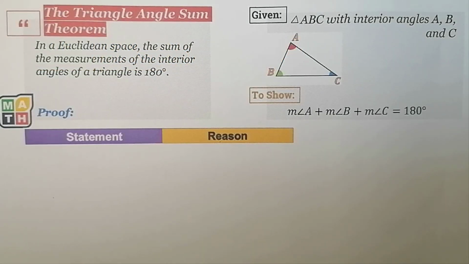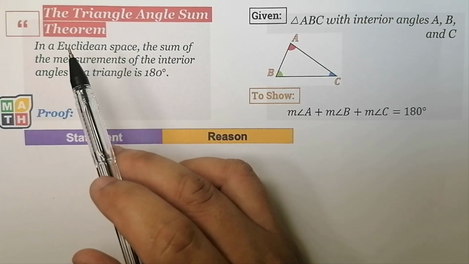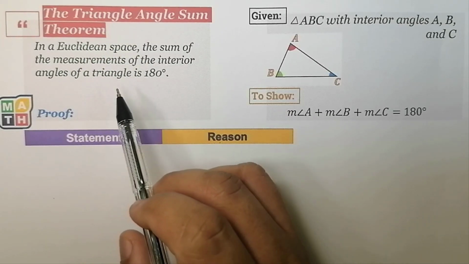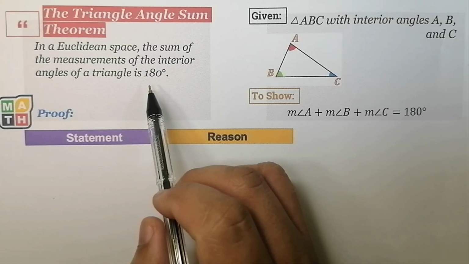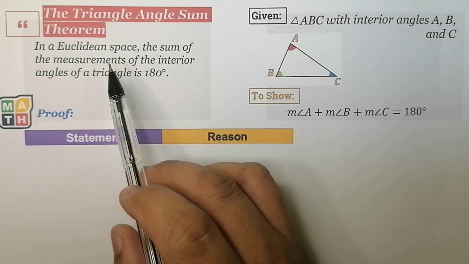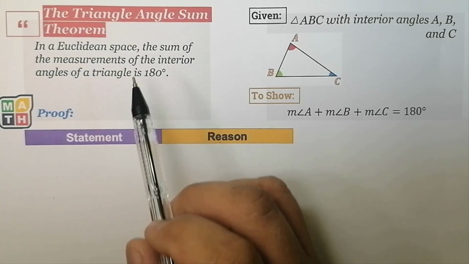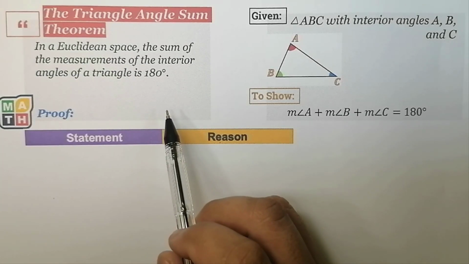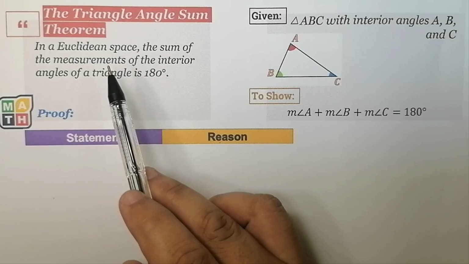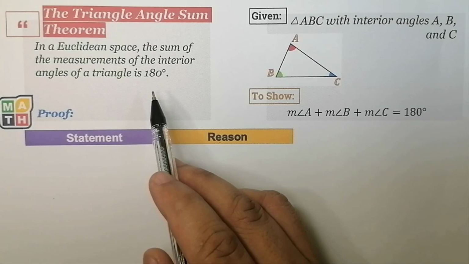Hello everyone, we are going to show the proof for the triangle angle sum theorem, which tells us that in a Euclidean space, the sum of the measurements of the interior angles of a triangle is 180 degrees. Notice the claim that we are still on the Euclidean space. In short, this still covers the Euclidean geometry, or what we know as well as plane geometry. In that sense, we need to show that for any triangle under Euclidean space, the sum of the measurements of its interior angles is 180 degrees.